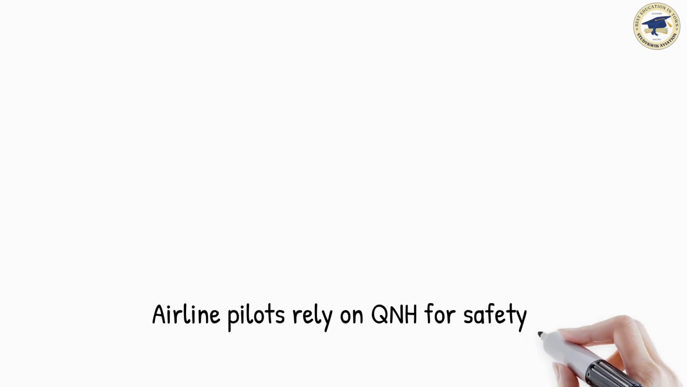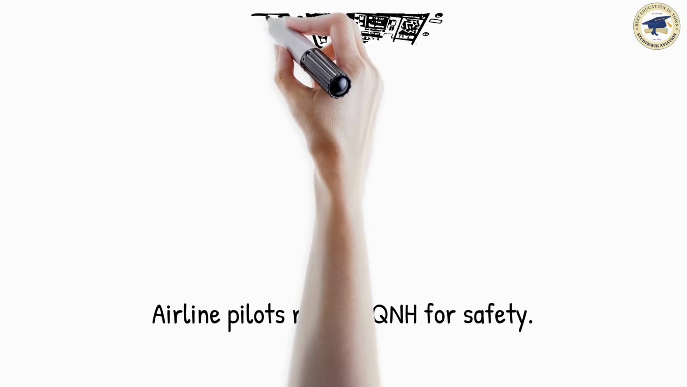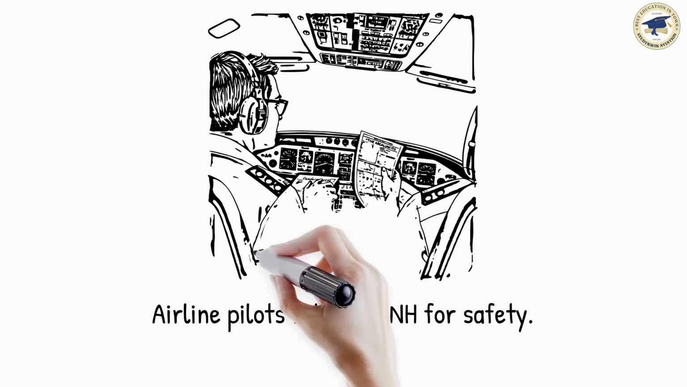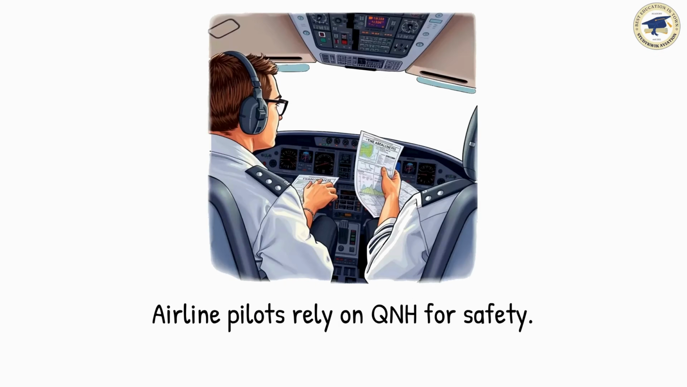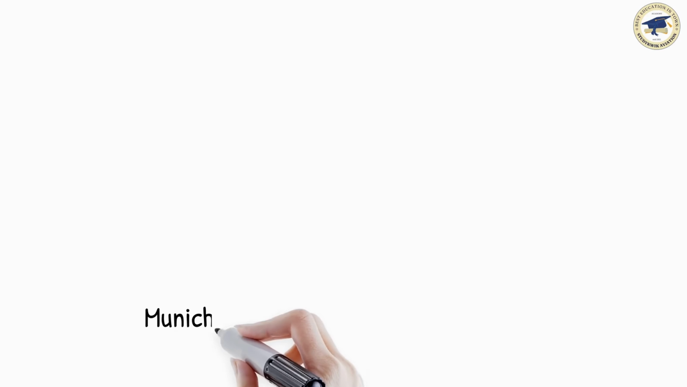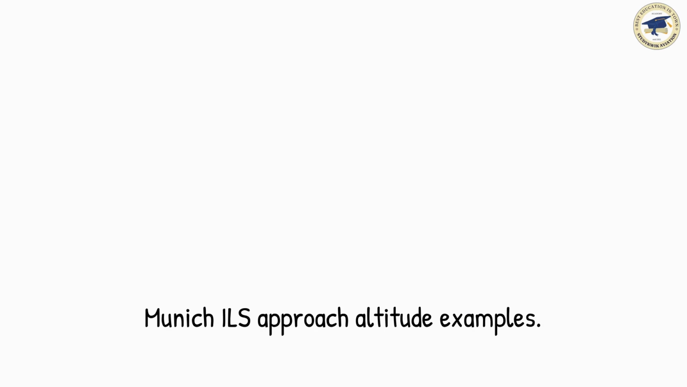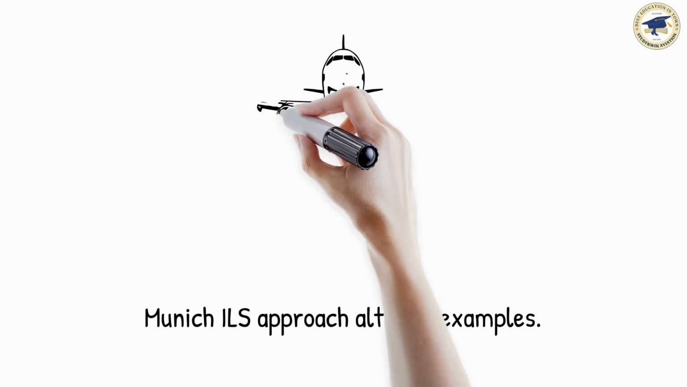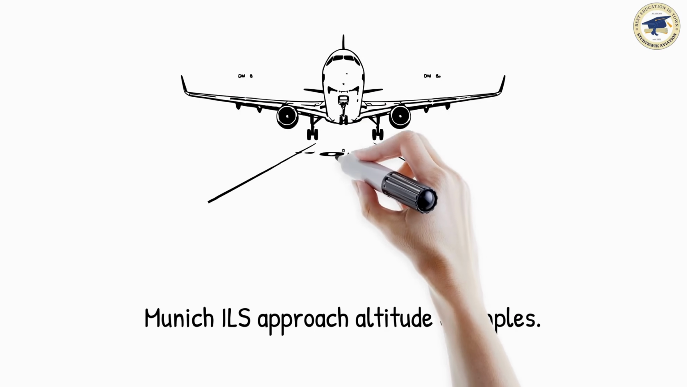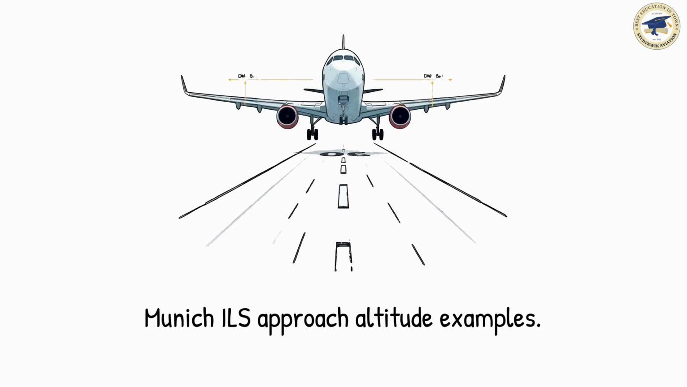Airline pilots always use QNH. Before descent, they brief themselves using approach charts. These show required altitudes at different points. Example, Munich ILS runway 08 left. Touchdown elevation is 1467 feet. At 12 DME, altitude should be 5,000 feet QNH. At 4.7 DME, 2,680 feet QNH.